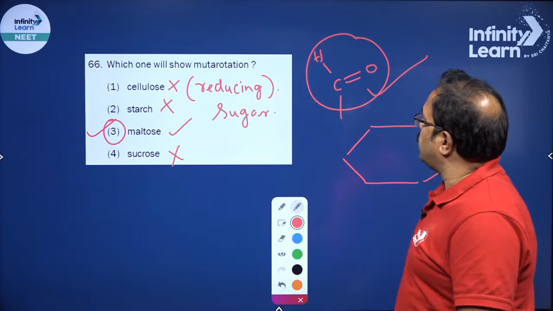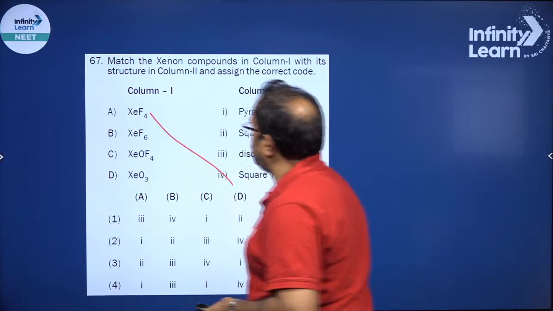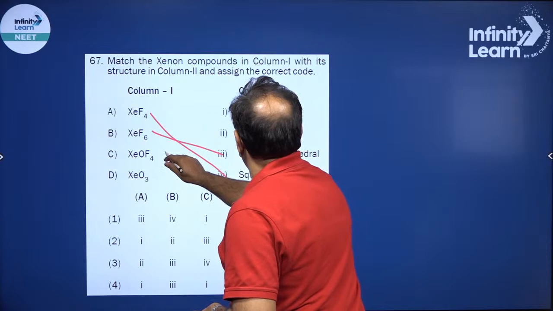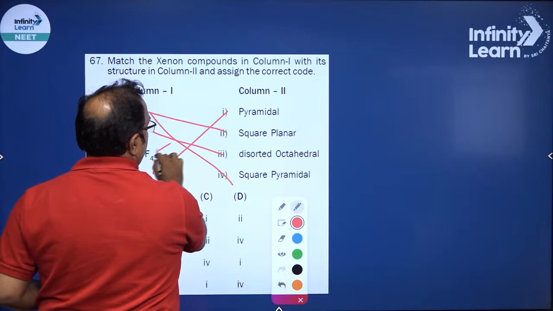Now this is again the structural part, but in terms of noble gases. XeF4 we have square planar. XeF6 we have distorted octahedral. XeOF4, in this case it is square pyramidal. XeO3 is pyramidal and XeF4 is square planar. XeO4 in this case is square pyramidal.